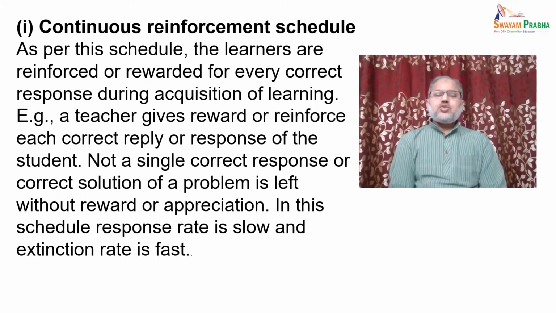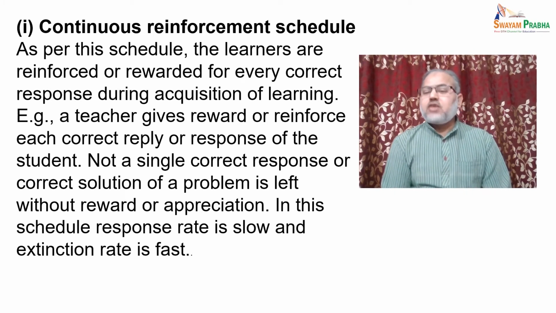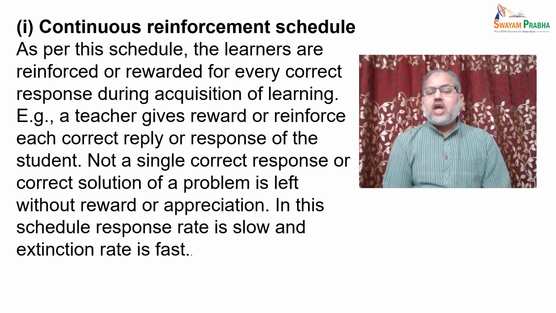The first one is continuous reinforcement schedule. As per this schedule, learners are reinforced or rewarded for every correct response during acquisition of learning. For example, a teacher gives a reward or reinforces each correct reply or response of the student. Not a single correct response or correct solution of a problem is left without reward or appreciation. In this schedule, response rate is slow and extinction rate is generally fast.